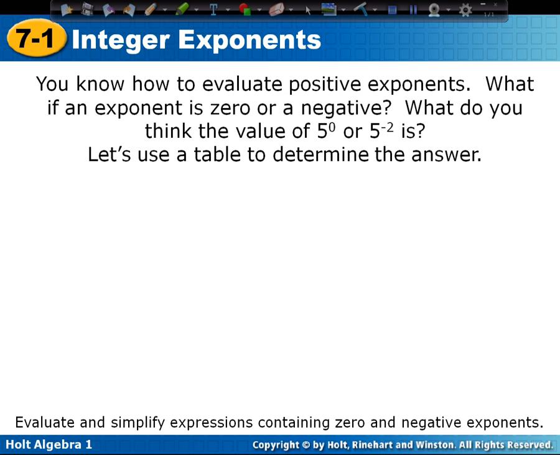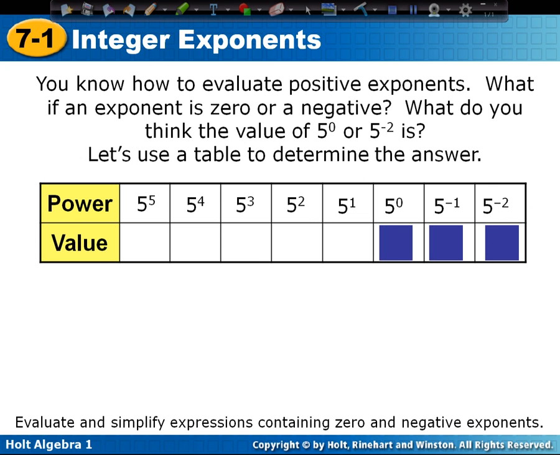You know how to evaluate positive exponents. What if an exponent is 0 or a negative? What do you think the value of 5 to the 0 or 5 to the negative 2 is? Let's use a table to determine the answer. You do not have to write anything on this slide down.